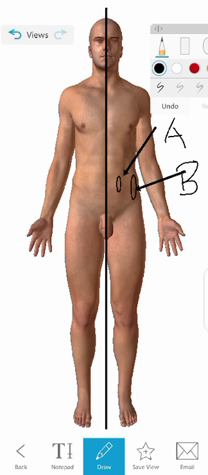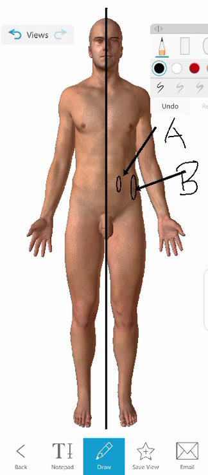If circle A were exactly on the midline, we would say circle A is a midline structure. But because it's not in the midline, but is closer to the midline with reference to circle B, we say that circle A is medial to circle B. In other words, circle B is lateral to circle A. So these are the terms that we want to look at: medial and lateral. Anything medial is closer to the midline than the other, and anything lateral is farther from the midline than the other.